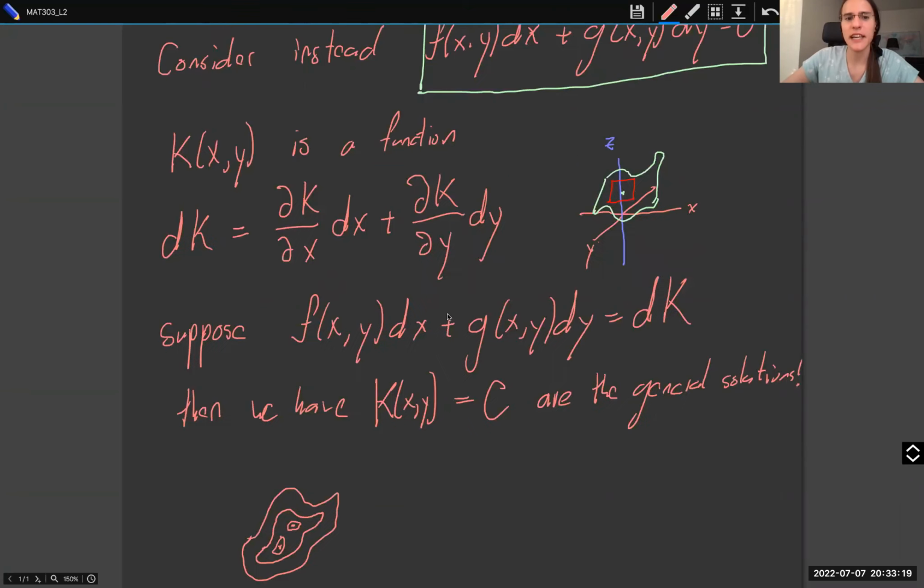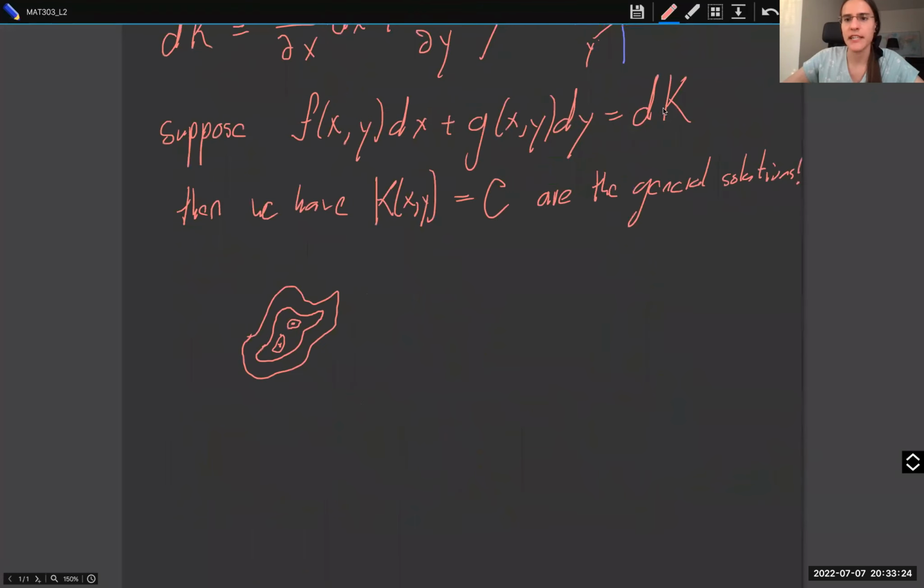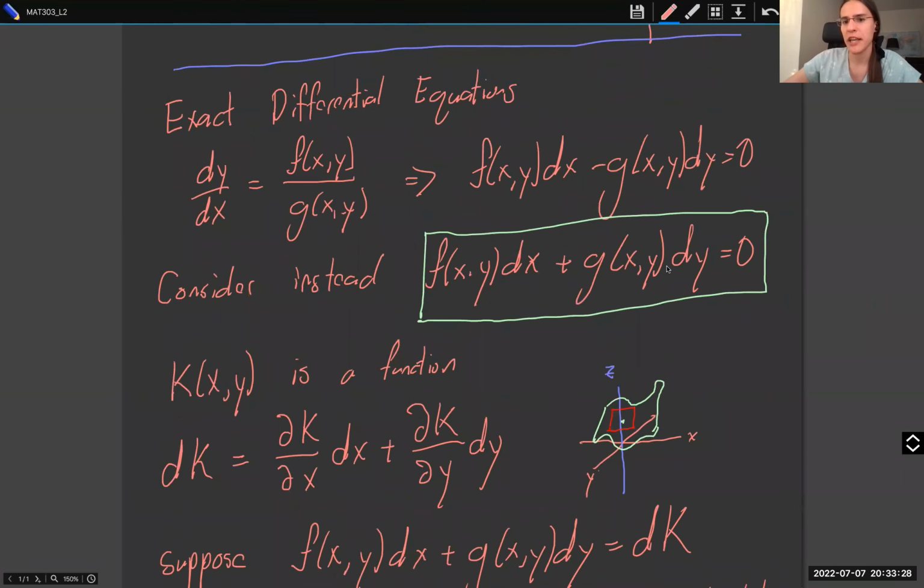So the idea is we're going to ask the question, when is something like this of the form dk? And then what's going to happen is that in general, this equation is equivalent to this equation if we multiply everything by some function, right? So if we multiply this by some other function, then we still have the same differential equation because we can divide by it. And so we are going to multiply it by some function so that it becomes exact.